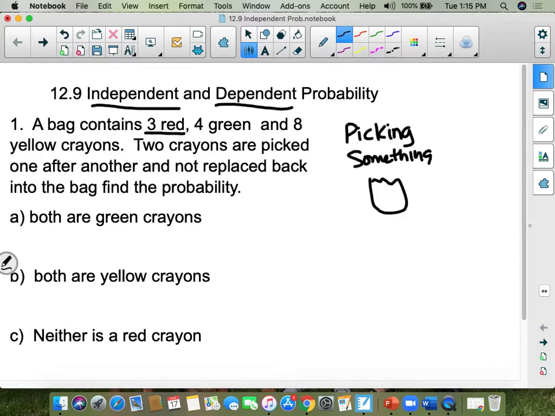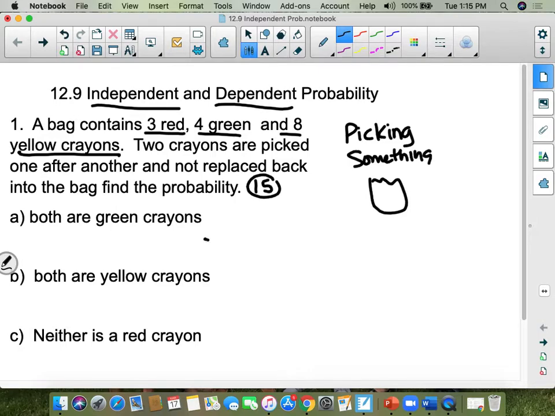You have 3 red, 4 green, and 8 yellow crayons. So how many crayons do we have all together? We have 15 crayons so far. 2 crayons are picked, one after another, and not replaced back into the bag. You're supposed to find the probability.